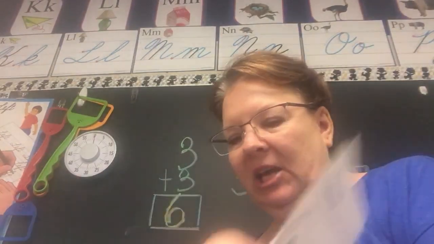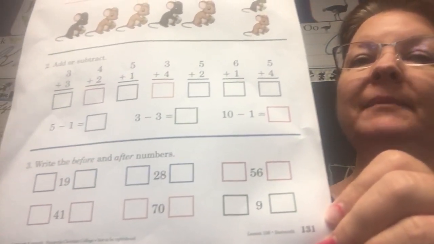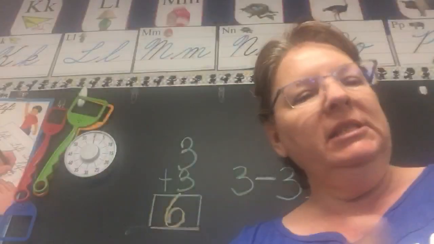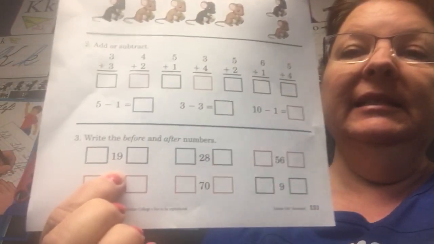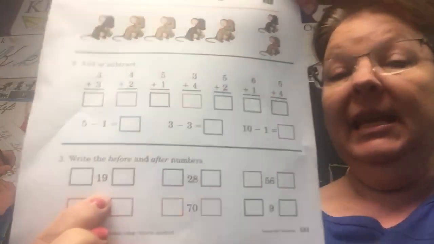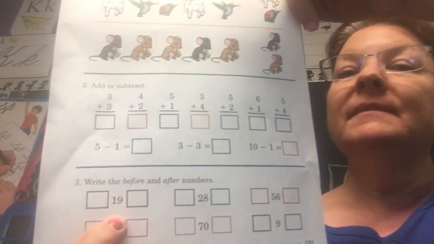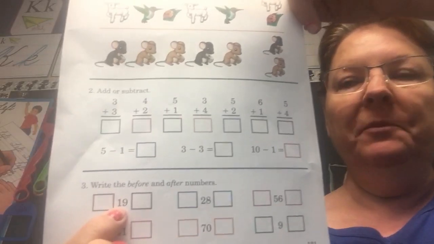All right, so at the bottom, you are going to fill in your number when you're counting that comes before and after, okay? So let's look at the first one. The first one is number 19. What family is 19 in? You're right, he's in the teen family. And how do I know that he's in the teen family? Yes, because he begins with a 1. All teen family numbers begin with a 1.